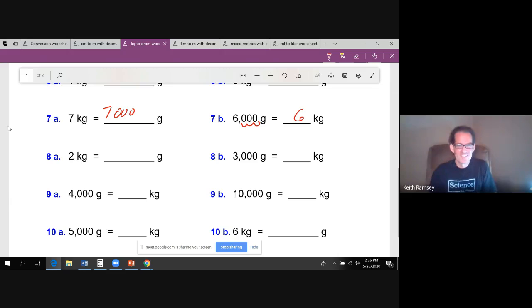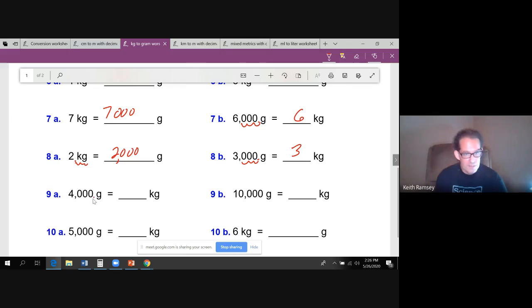Okay, hopefully that was enough time for 8 through 10. So I'm at kilograms. So I'm going to move my decimal this way to the right 3 steps. Once, twice, 3 times. This would become 2,000. This one, I'm going to move it to the left 3 steps toward kilogram. So this would become 3 kilograms, or 3,000 grams.